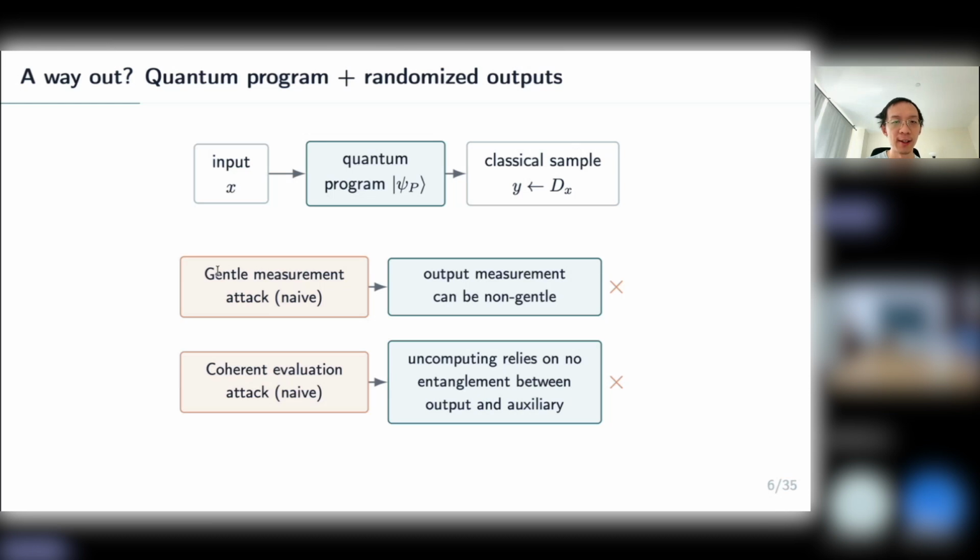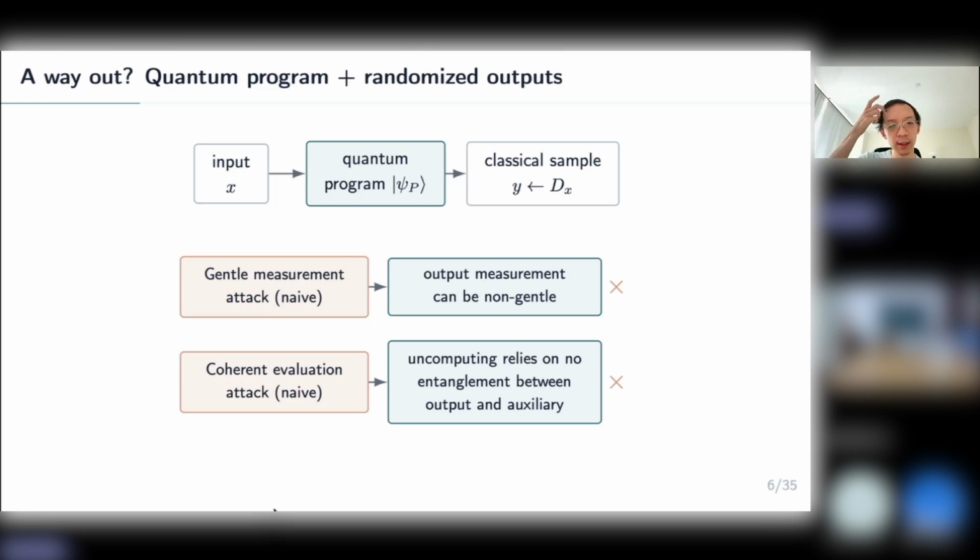So for the gentle measurement attack, recall that crucially for the attack to work, the output must yield some particular outcome with probability close to 1. But if the thing that you are measuring, which is the output, is very randomized and does not yield a particular outcome with high probability, then this is no longer a gentle measurement. So this attack doesn't appear to work. If you uncompute, you don't know what you are going to get back.